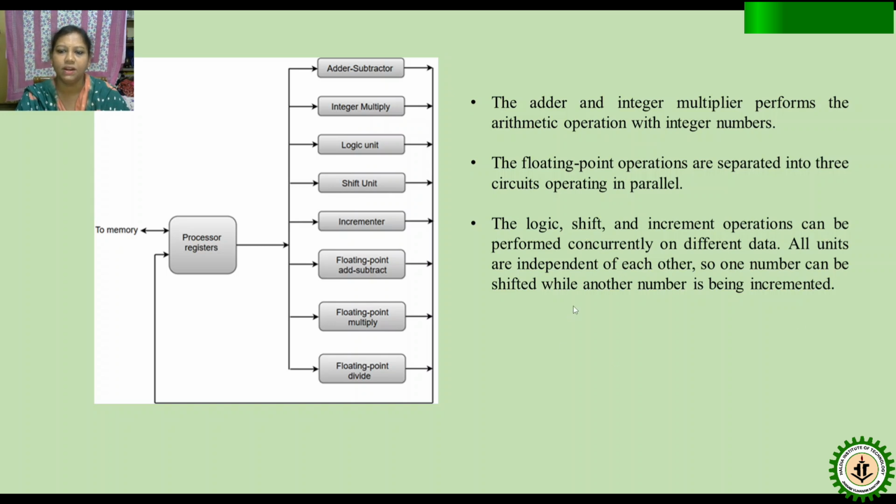So one number can be shifted while another number is being incremented. Okay. So at a single instance of time, suppose there are 5, 6, 8 units. These 8 units in a single instance of time work simultaneously. So this is known as parallel processing.